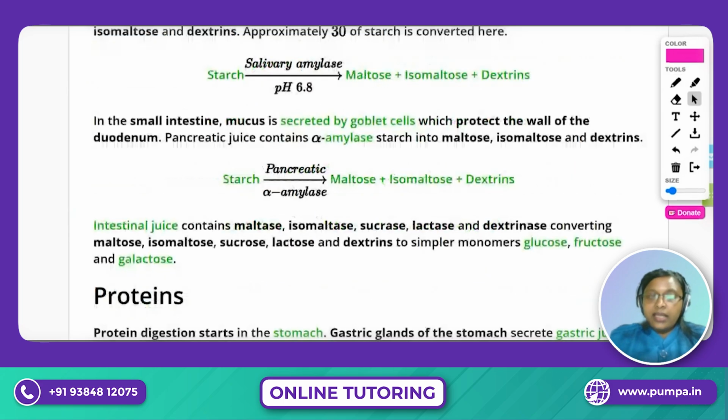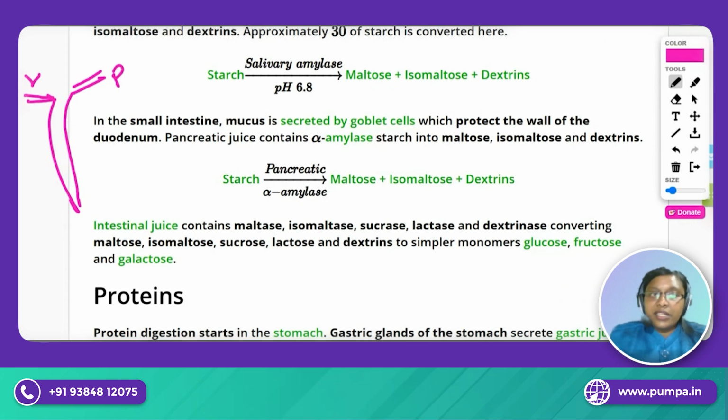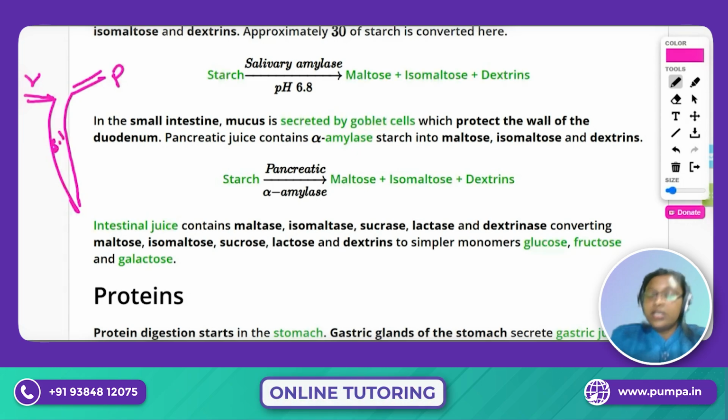Next to that, it is entering into the small intestine. And one more thing. Just imagine this is the small intestine, children. The small intestine will have one connection from the pancreas and another connection from the liver. This is the small intestine, children. The small intestine will have one connection from the pancreas.